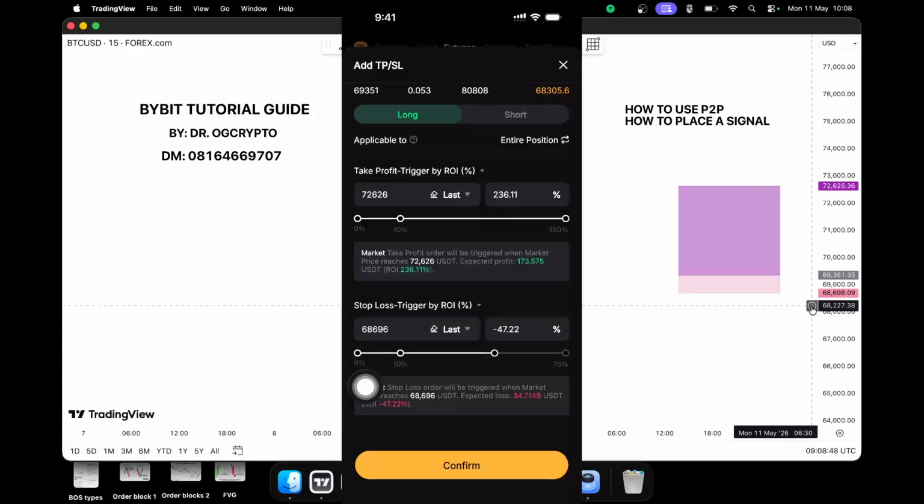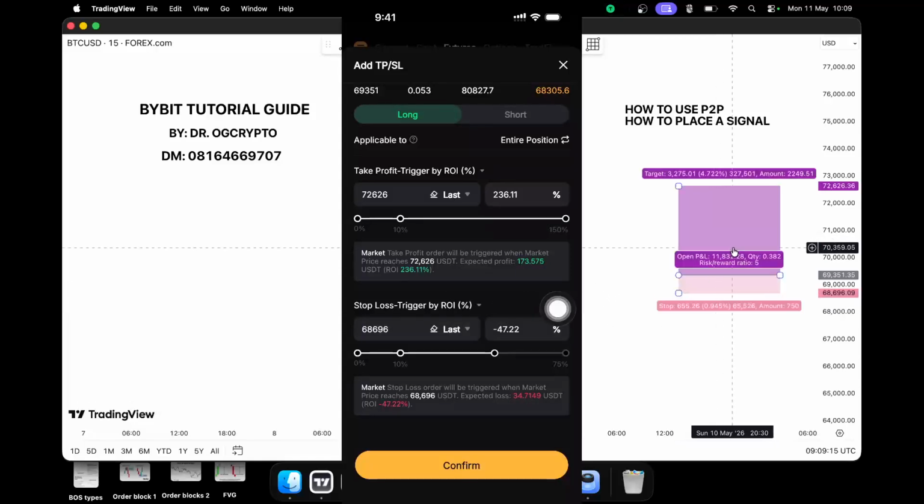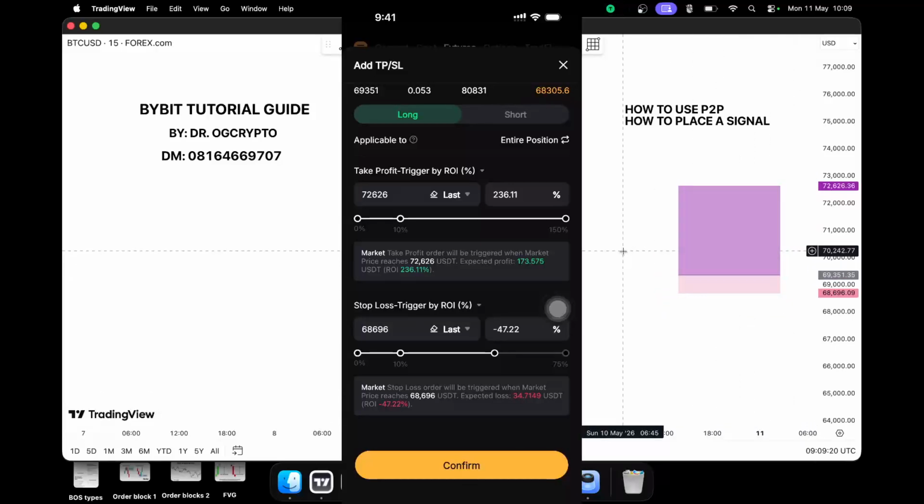So I'm risking my $77. If the trade hits stop loss, they will just remove $34 from my $77 and credit me with the remaining $43 back to my balance. You understand? But if this trade goes my way, they will add $173 plus the $77 I used to enter the trade. So it means I want to multiply my money by what? By 5 times. So my risk to reward is 5. That is, I want to make 5 times the amount that I am risking. And that's a very good trade.